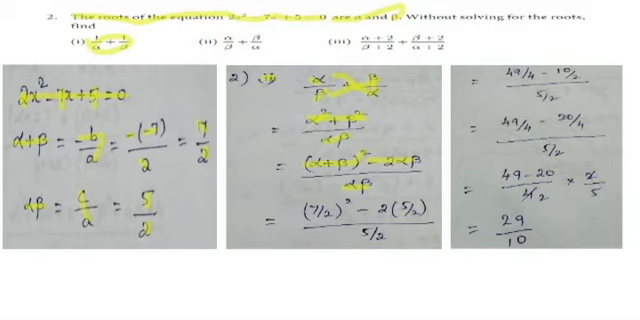Now we are going to substitute alpha plus beta value and alpha beta value. So alpha plus beta value is 7 by 2. So 7 by 2 whole square, and put this minus and then 2. Instead of alpha beta we are going to substitute 5 by 2.